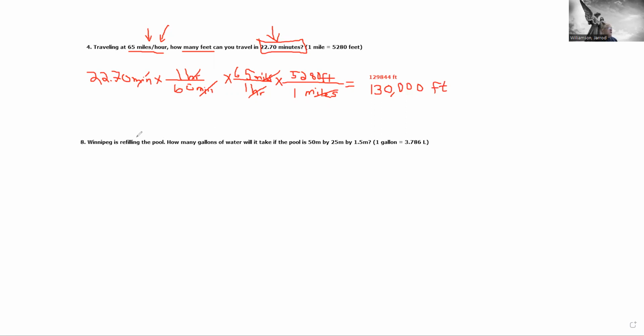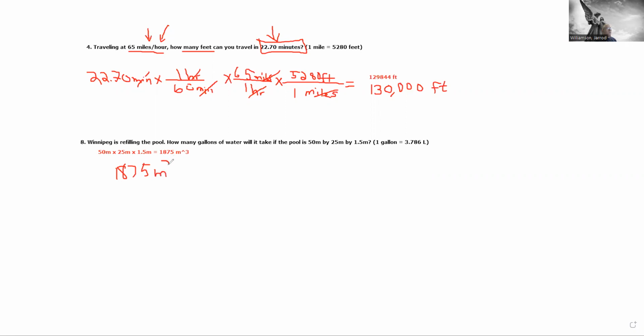Let's take a look here. Winnipeg is refilling the pool. How many gallons of water? The pool's 50 meters by 25 meters by 1.5 meters. So I'm just going to type this part right here, just to be quick. So we're going to go 50 meters times 25 meters times 1.5 meters. And when I'm done with that, I get 1875 cubic meters.